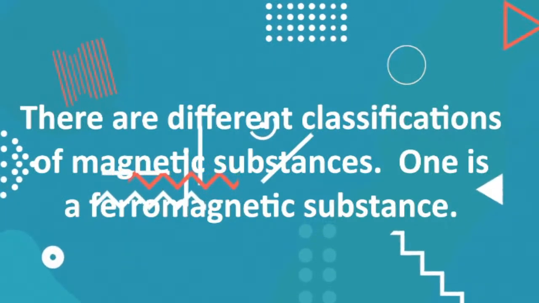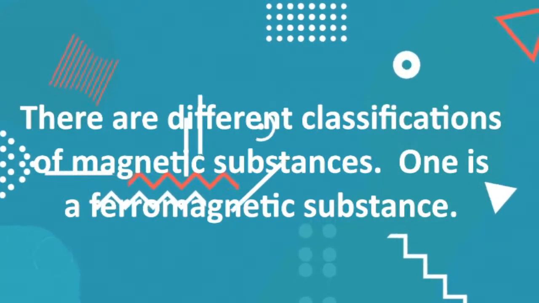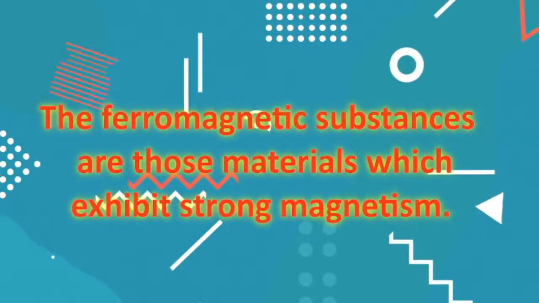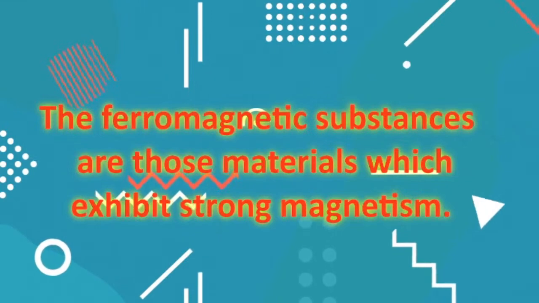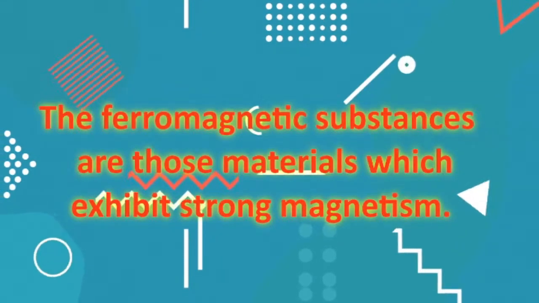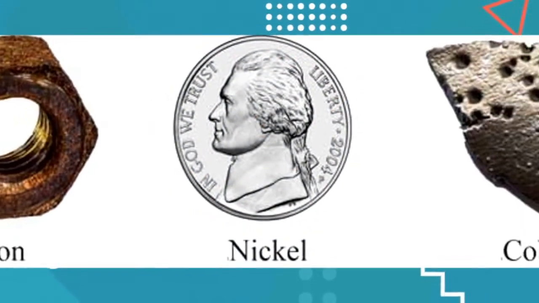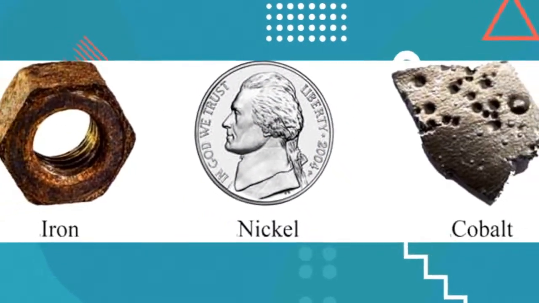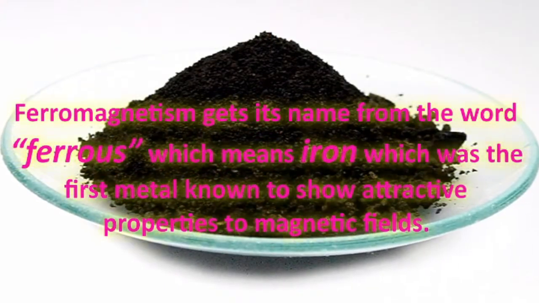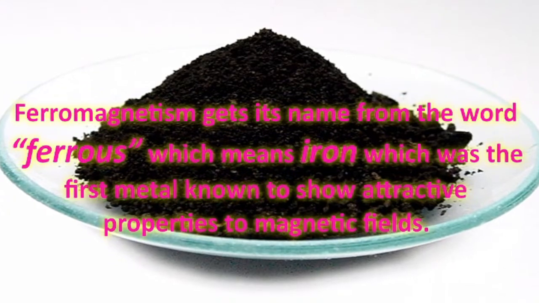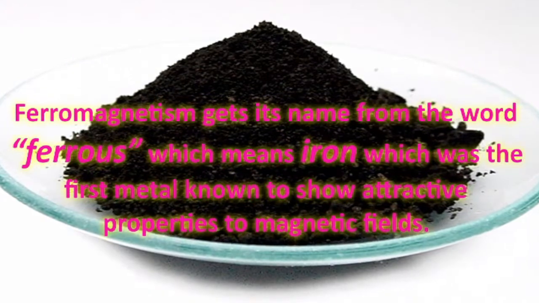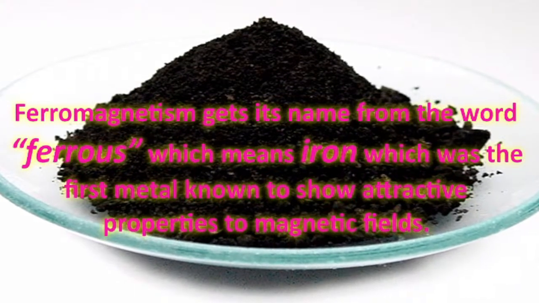There are different classifications of magnetic substances. One is a ferromagnetic substance. The ferromagnetic substances are those materials which exhibit strong magnetism. Examples are iron, steel, nickel, and cobalt. Ferromagnetism gets its name from the word ferrous, which means iron, which was the first metal known to show attractive properties to magnetic fields.